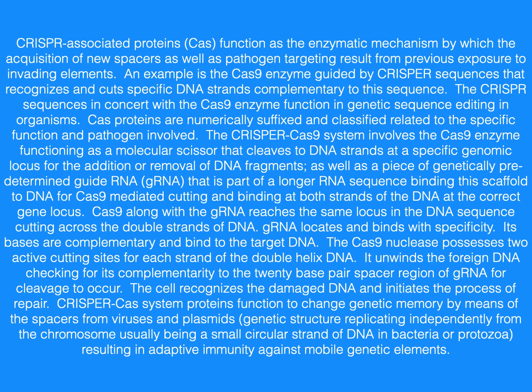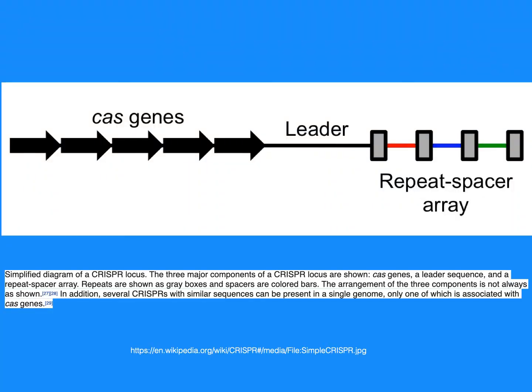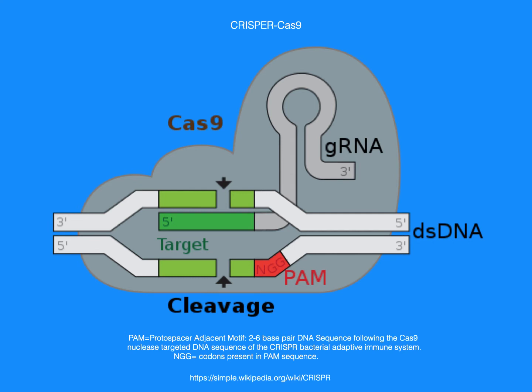CRISPR-Cas system proteins function to change genetic memory by means of the spacers from viruses and plasmids, resulting in adaptive immunity against mobile genetic elements. Simplified diagram of a CRISPR locus. CRISPR-Cas9 illustration.